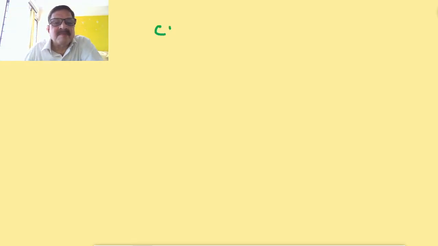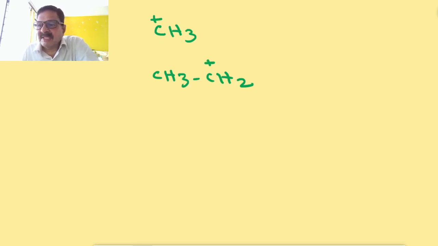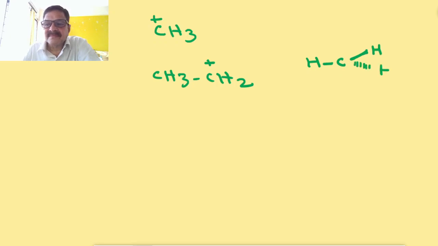So we can take a carbocation, CH3+. This is the methyl carbocation. Then we can have an ethyl carbocation. Two carbocations, let us examine how it will be. The methyl carbocation, we can draw it in this fashion here. So this is the vacant p orbital here, correct? Plus charge. So this is the methyl carbocation here.